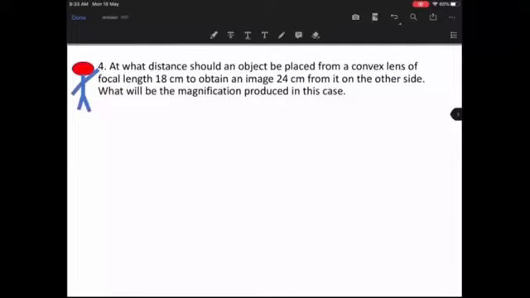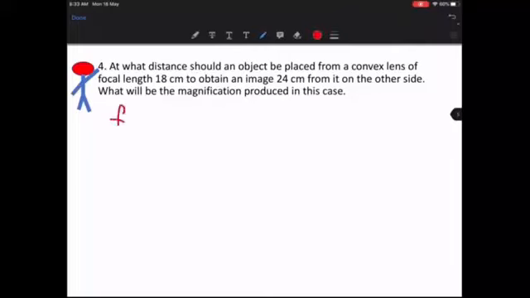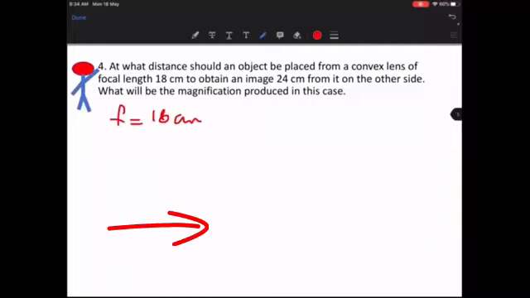At what distance should an object be placed from a convex lens, focal length 18 centimeter, to obtain an image of 24 centimeter from it on the other side? Here focal length is given. So first let us write what is already given to you. You are given focal length, which is equal to 18 centimeter. First of all, you have to see which kind of lens or mirror this is. So this is again a convex lens. So you have to draw a convex lens like this and place a principal axis here.